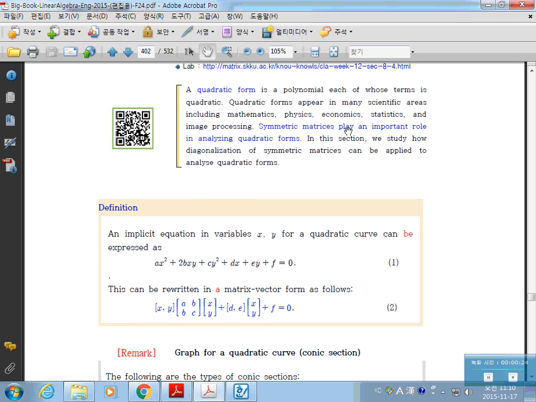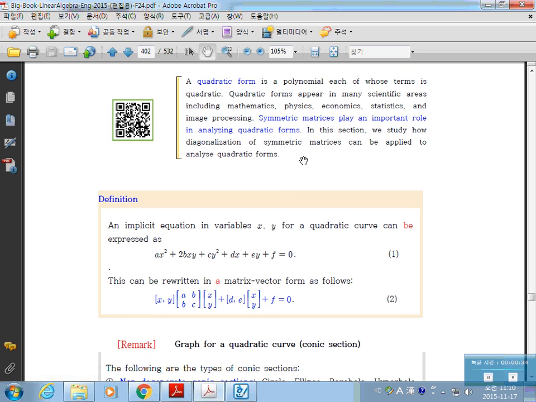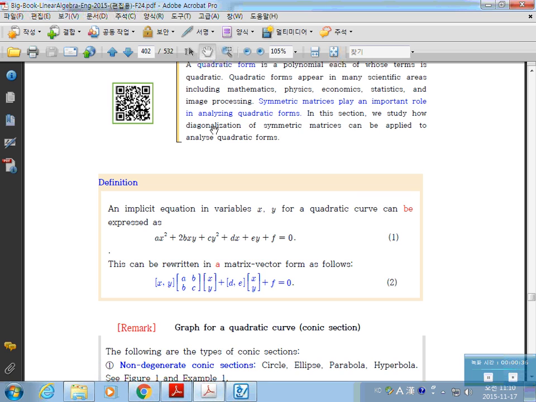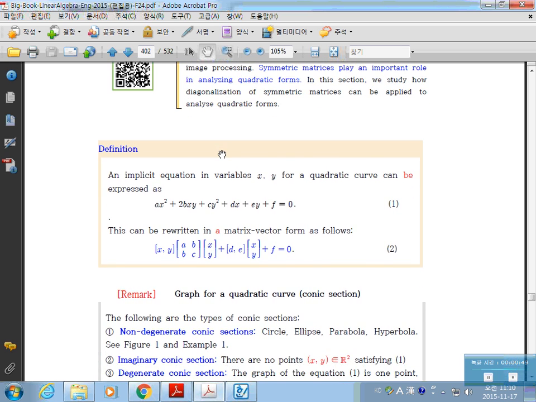Symmetric matrices play an important role in analyzing quadratic forms. That's why we have learned special properties for symmetric matrices. In this section, we study how diagonalization of symmetric matrices can be applied to analyze quadratic forms that you have learned in multivariable calculus.